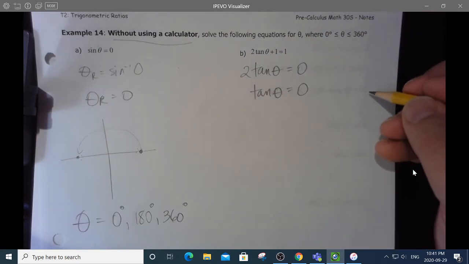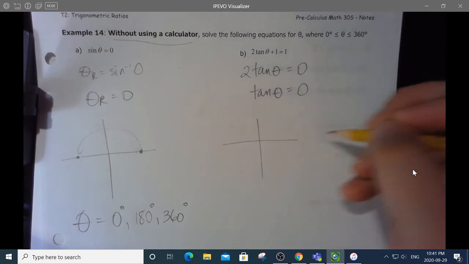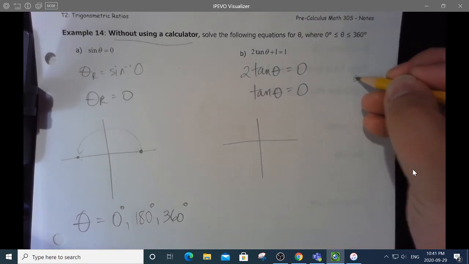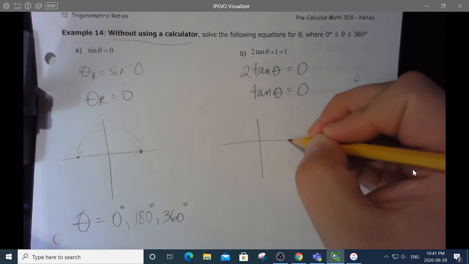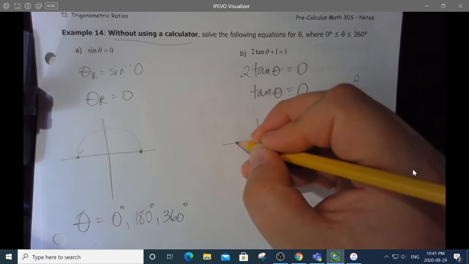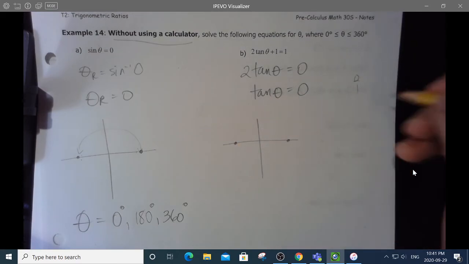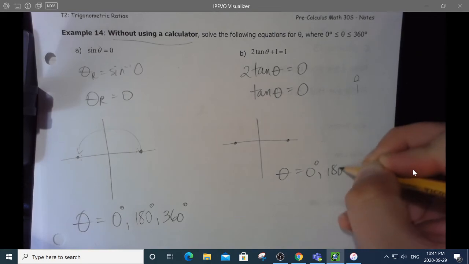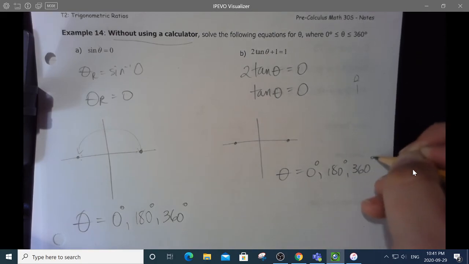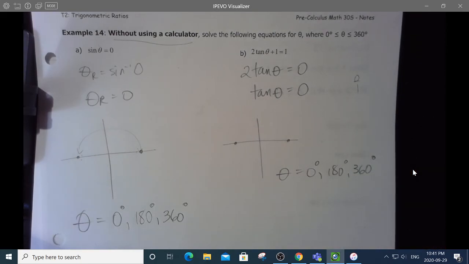And now where is tangent 0? Well, it's actually kind of the same places. Tangent will be 0 when I have 0 over 1. So that would be opposite over adjacent, so that's here and here. And again, that's the same answers. 0 degrees, 180 degrees, and 360 degrees. And there we go. All done.